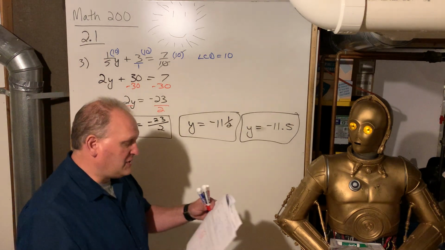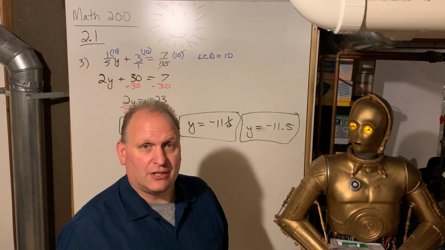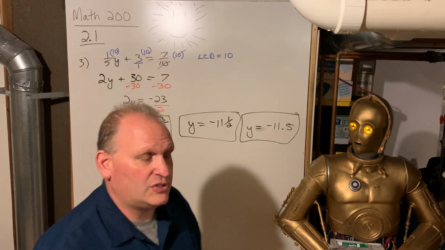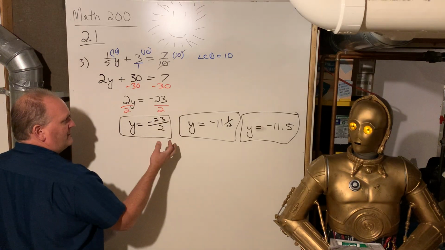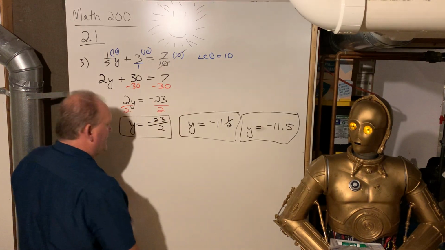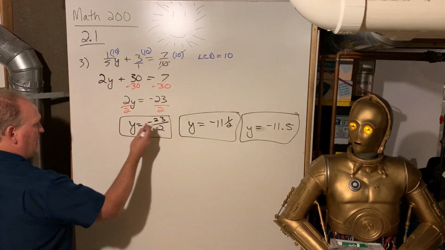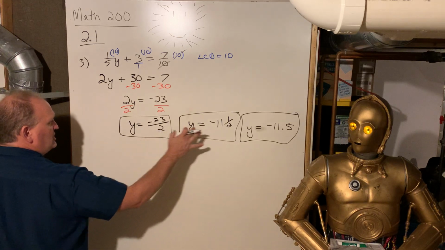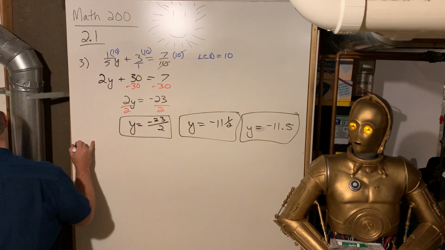Now, don't confuse improper with unreduced. It is reduced. Nothing goes into 23 that also goes into 2, so I can't reduce it any further. Improper just means I left the big number on the top and the little number on the bottom. The numerator is larger than the denominator, and so this is called an improper fraction. This is a mixed number, that's a decimal. They all are exactly the same value.